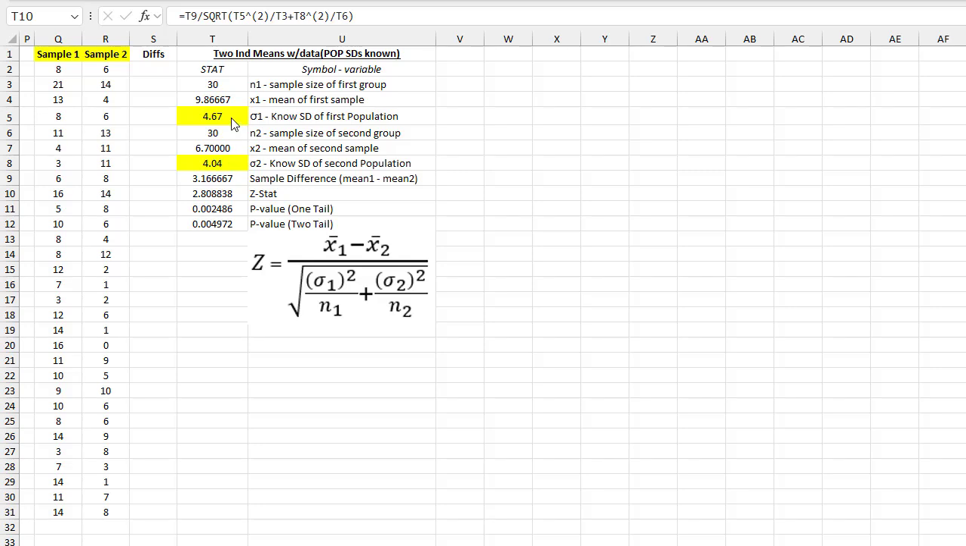Because in this particular type of scenario, we're supposed to know the standard deviations of the two populations. And so we have to put those in. We have to say, okay, well, here's the known standard deviation of the first population. Here's the known standard deviation of the second population. Here are my two samples, right? Up here, sample one, sample two. And if I put in this data, it's going to calculate everything else and it's going to spit out a result.